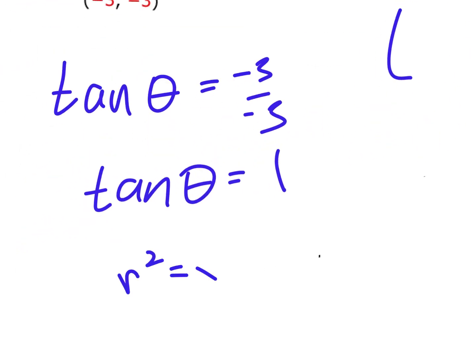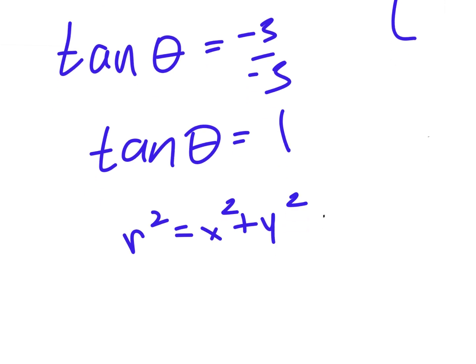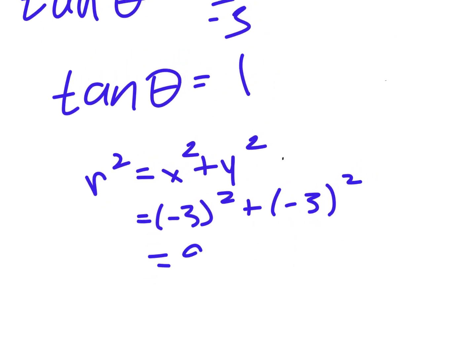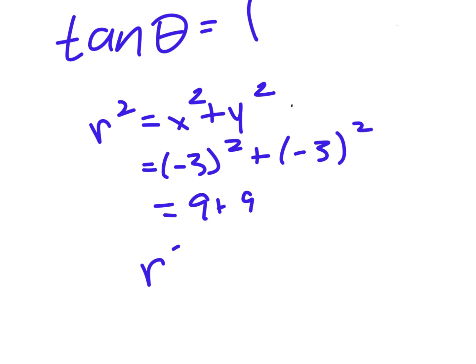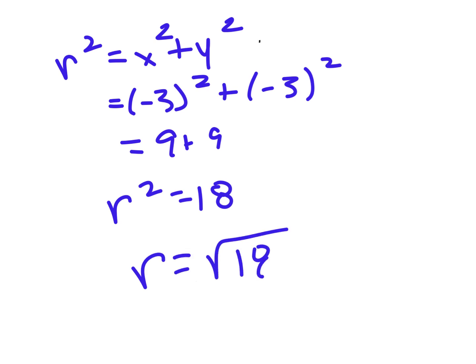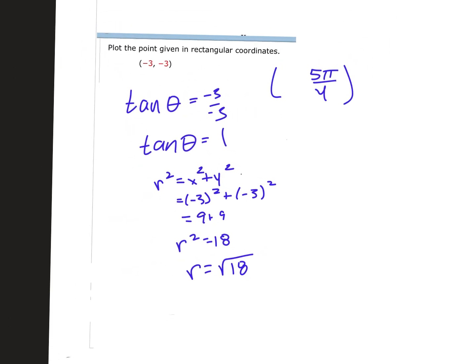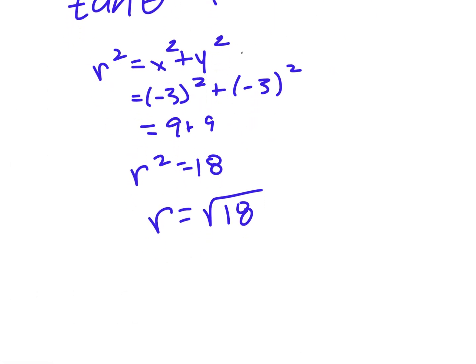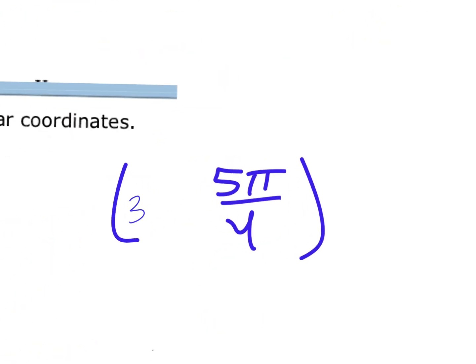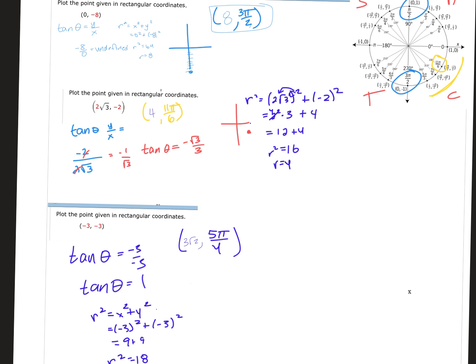R squared equals x squared plus y squared. So -3 squared plus -3 squared. 9 plus 9 is 18. So my r value is the square root of 18. Guys, would you leave it like that and get full credit? No. What can you break 18 into? Right, 9 times 2, so this would be 3 square root of 2. So this would be 3 square root of 2, comma, 5 pi over 4.